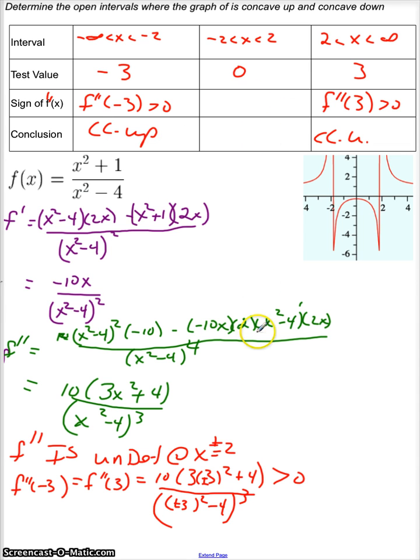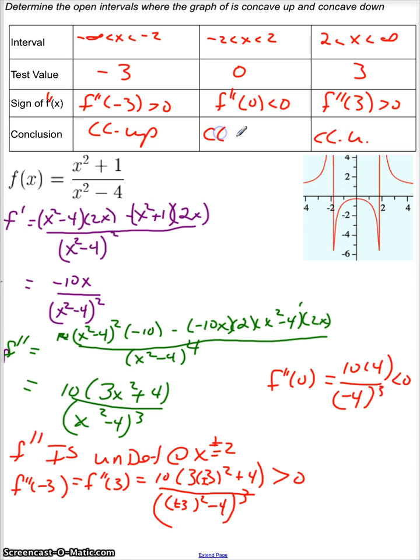What about between -2 and 2? Well, the second derivative of 0 is 10 times 4 times -4 cubed. And this is negative. So this is concave down. Now you can see here, this is making a smile, this is making a smile, and this is making a frown. Concave up, concave down, concave up. And that's what we showed mathematically.